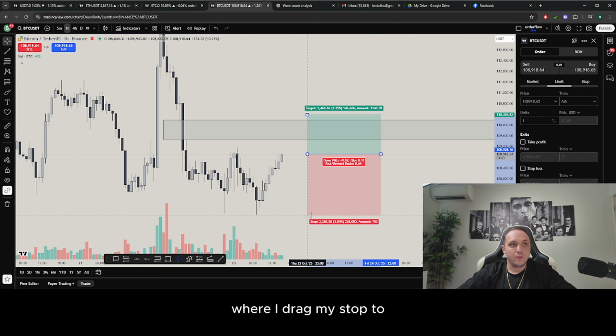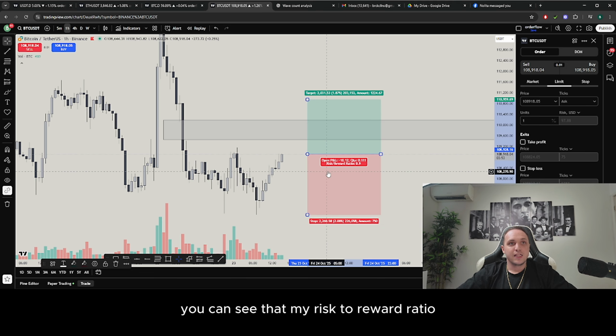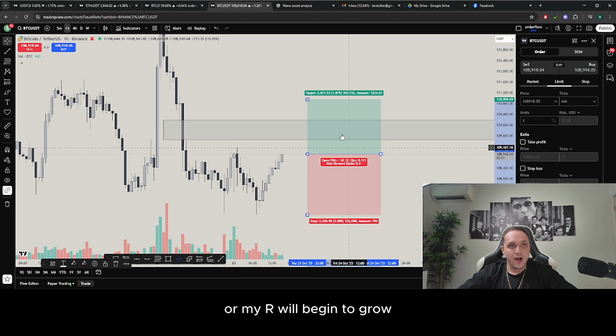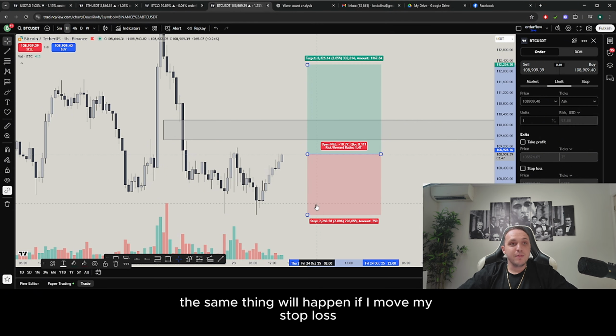Where I drag my stop to, this red box below, is going to be our stop loss. This is where the market needs to go to invalidate the trade. Now if I pull this green box up, you can see that my risk to reward ratio, or my R, will begin to grow. The same thing will happen if I move my stop loss.